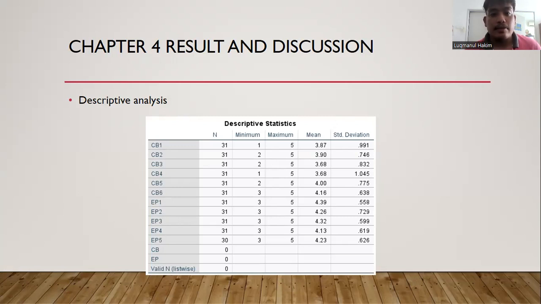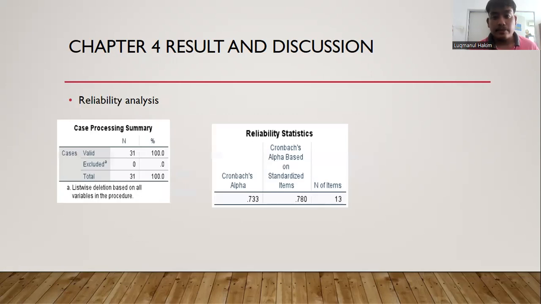This, from SPSS, is the IV and DV, where CB is for the IV and EP is for the DV, and the mean that you can see is increasing, and EP is decreasing and increasing. Okay, for the reliability analysis, the valid cases are 31 and the percentage is 100% because everyone answered. For the reliability statistics, according to Cronbach's Alpha, the number of items is 13 and Cronbach's Alpha is 0.733 for standardized items.